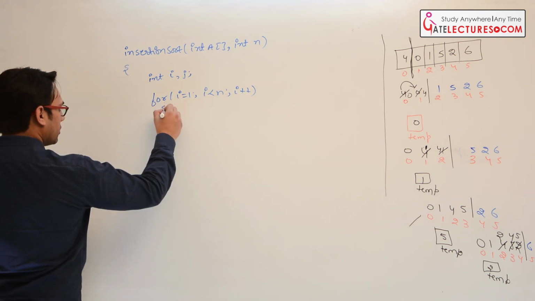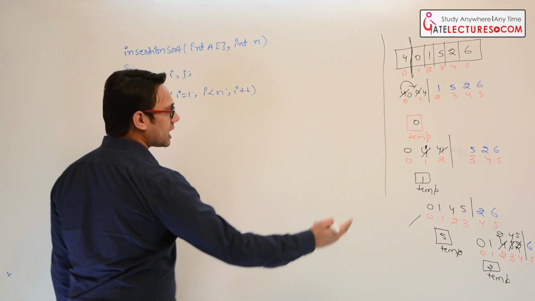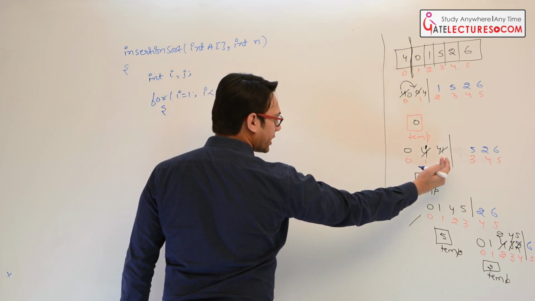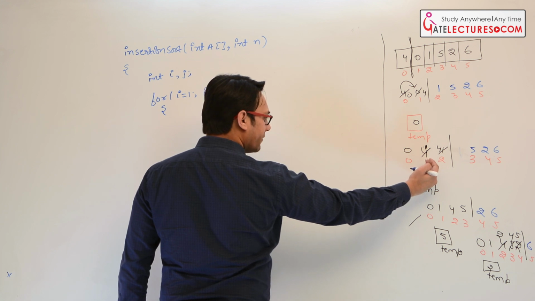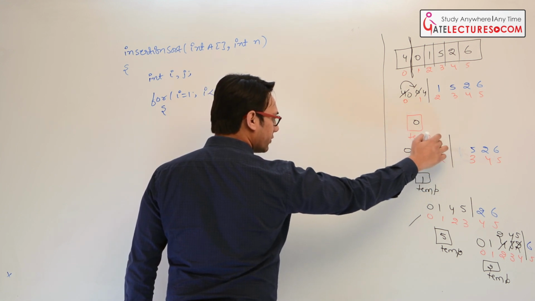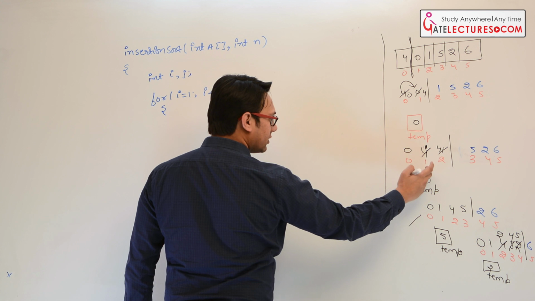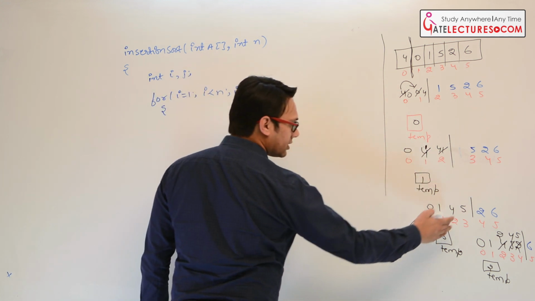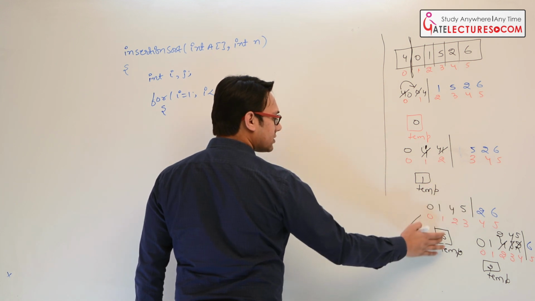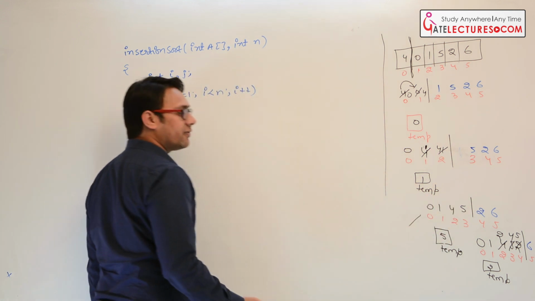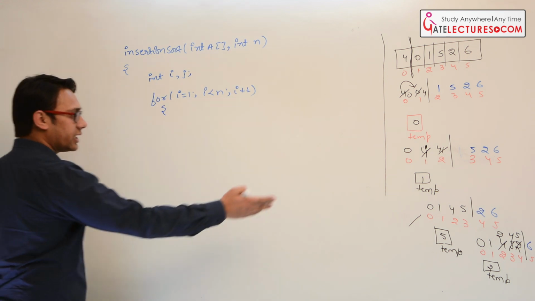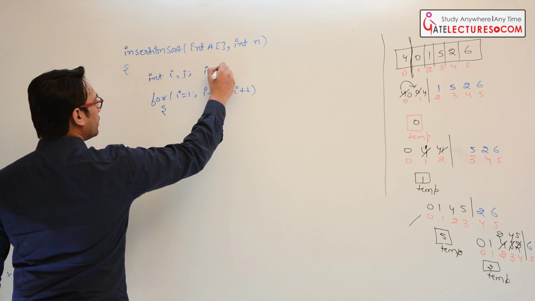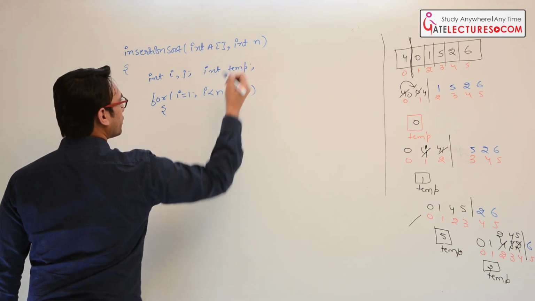Now we have to compare this item with this item, then in the next pass this item with this item, and if necessary store this item here, and compare this item with this item, next time compare again, and so on if necessary. That means we have to take a temporary variable in all these cases. So we take an int temporary variable.